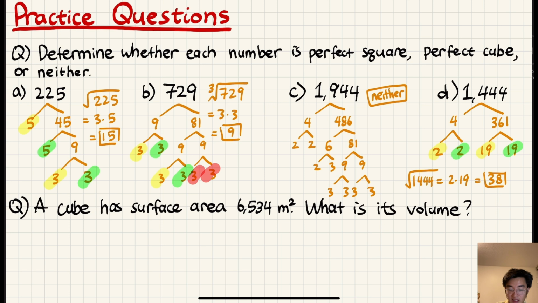Okay, so in conclusion, this number right here is a perfect square. This one is a perfect square and a perfect cube. This one is neither. And this is a perfect square.